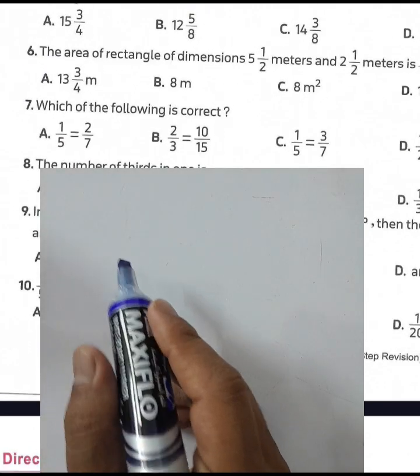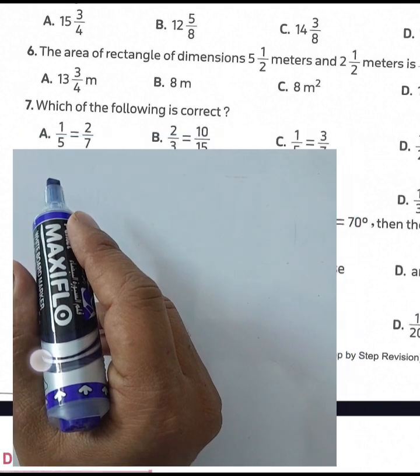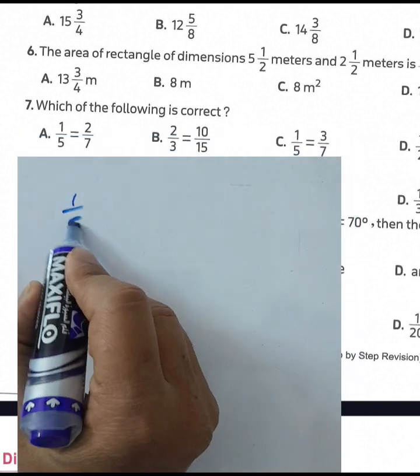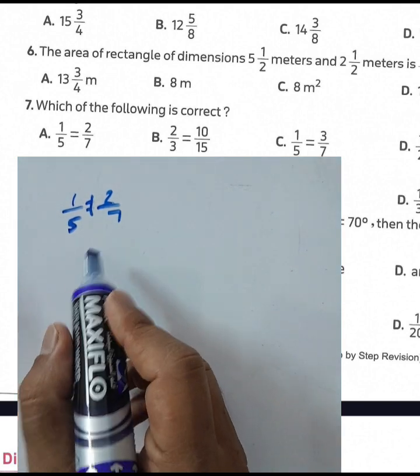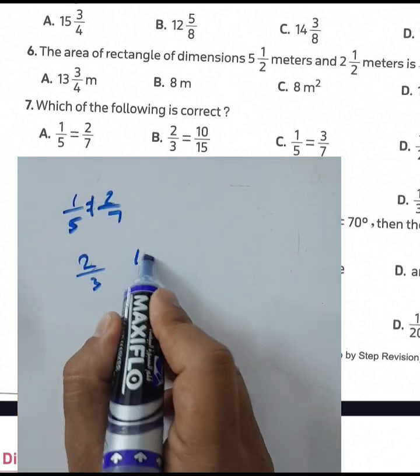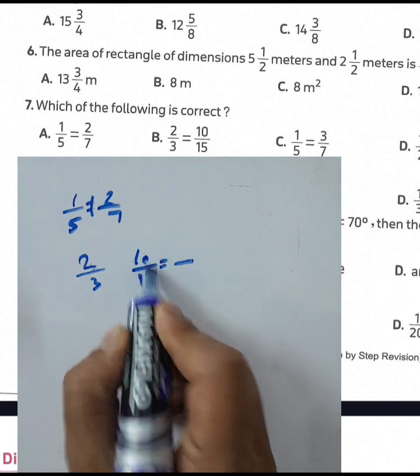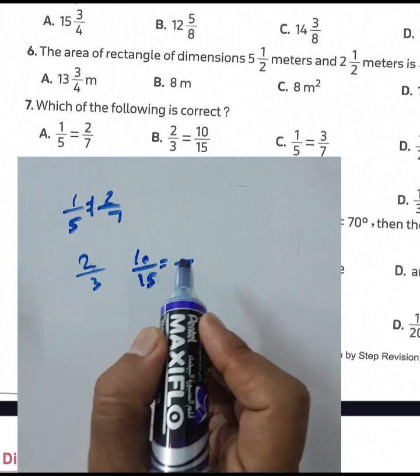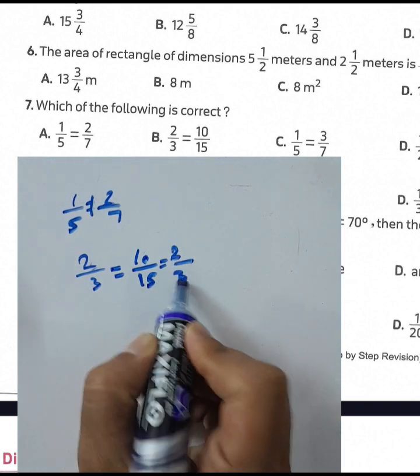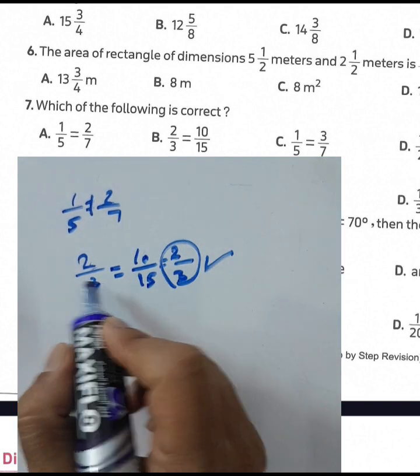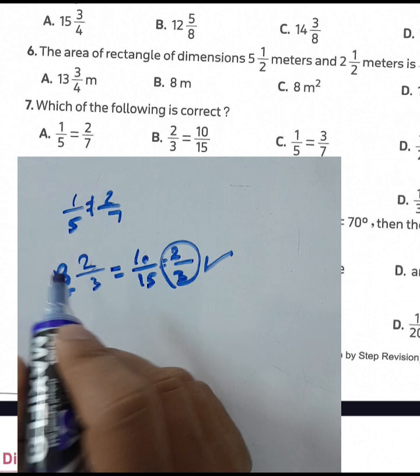Question number 7. Which of the following is correct? 1 over 5 and 2 over 7, no, they are not equivalent because 1 over 5 is not equivalent to 2 over 7. Next, 2 over 3 and 10 over 15. You can simplify this fraction by dividing the numerator and denominator by 5. 10 divided by 5 equals 2. 15 divided by 5 equals 3. Then it's correct. Choose letter B.